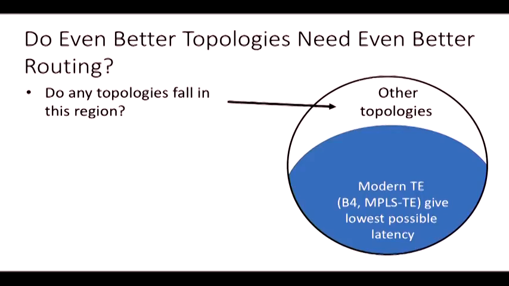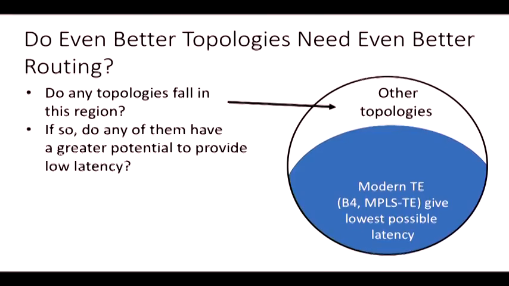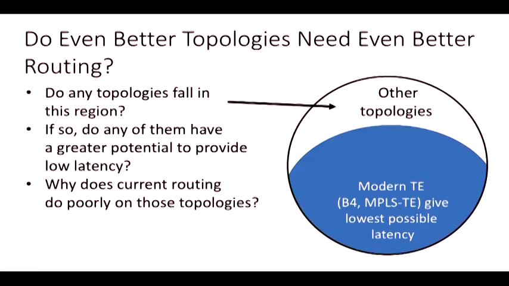Okay, so what about this other region then? Do we have any topologies for which modern traffic engineering does not give the lowest possible latency? And perhaps even more importantly, do we care? If so, do any of those topologies have the potential to provide low latency? And why is it, if so, that current routing does poorly on those topologies? Well, I'm going to provide a proof by example that such real-world topologies exist.